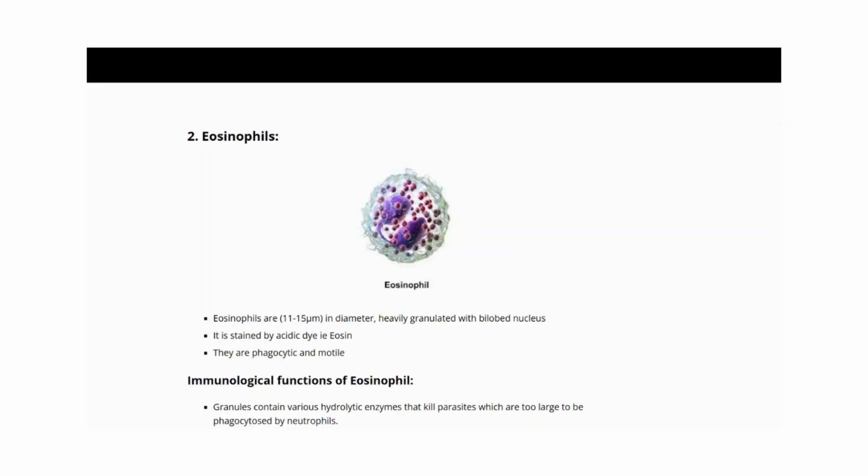Next granulocyte is eosinophil. What about eosinophil? This is also a granulocyte because you can see the granules are present in the cell. Eosinophils are generally 11 to 15 micrometer in diameter and they can be stained by acidic dye, that means eosin. So what are the functions of these eosinophils? These cells are phagocytic cells and they can provide allergic inflammation.